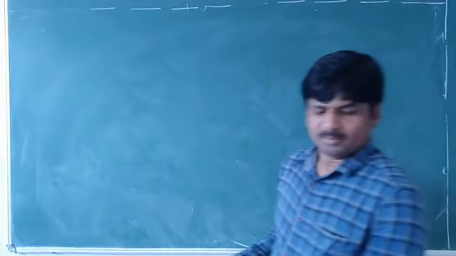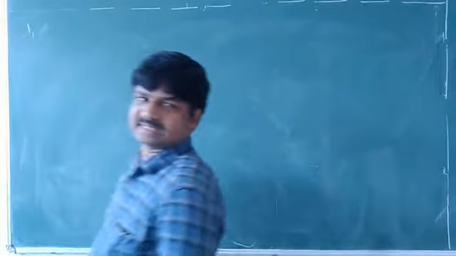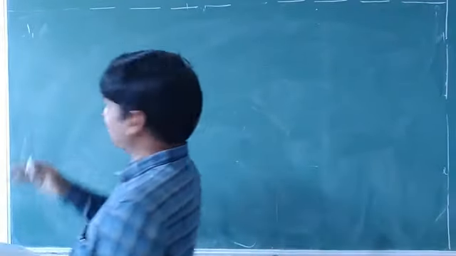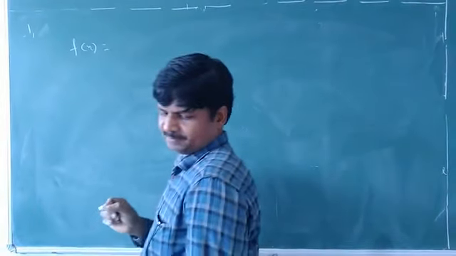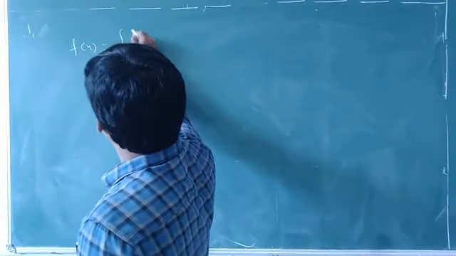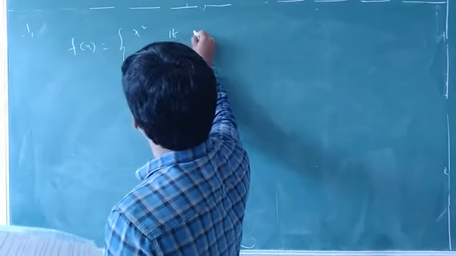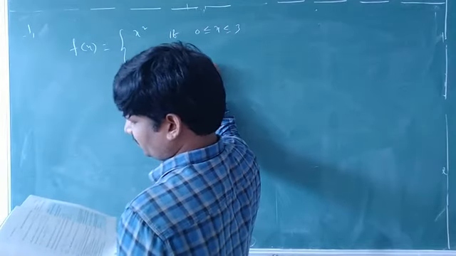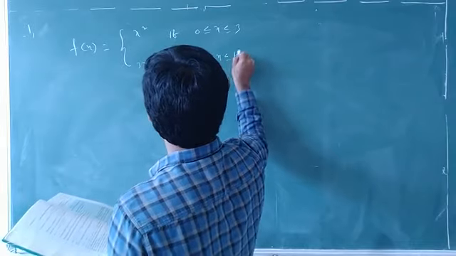What is that one? Miscellaneous exercise. First question in the miscellaneous exercise. What is given? The relation f is defined by f of x is equal to x square and here 3x, if 0 less than or equal to x less than or equal to 3, and if 3 less than or equal to x less than or equal to 10.